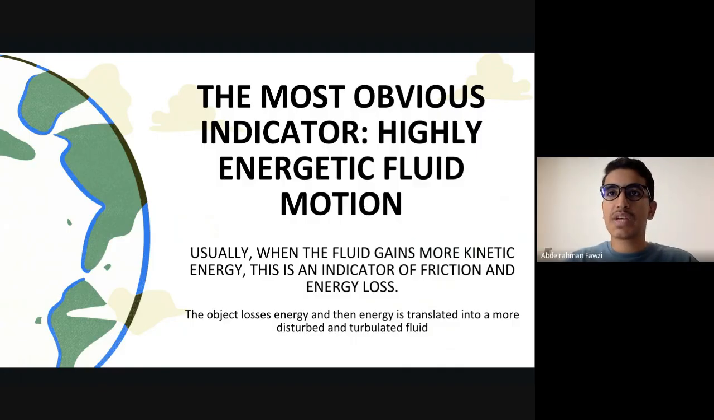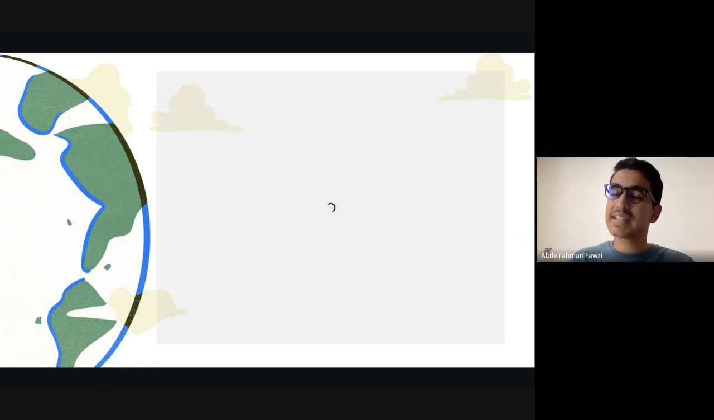Why does that happen? Because, as you know, friction is like the fluid applying force on the airplane, for example, and the airplane also applying force on the fluid. So the air is going to move, and this indicates that the airplane has lost some energy and done work on the fluid. And here's an example. Let's open the video.